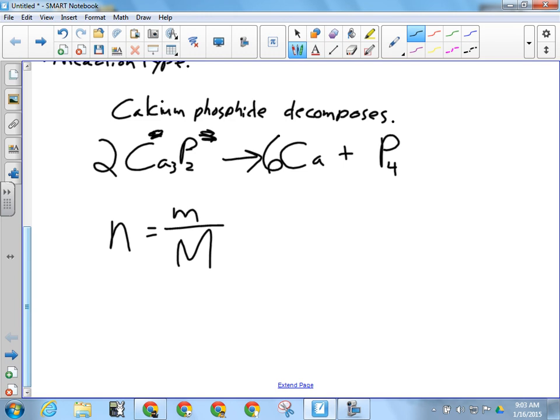If I want to solve for little m, what do I do with big M? Multiply, because right now I'm dividing, and if I want to move something, I do the opposite. So I multiply both sides by big M. Big M comes over here. That's the only manipulation of that formula you'll have to do, because you're never going to be asked to solve for molar mass. You can always get it off the periodic table.